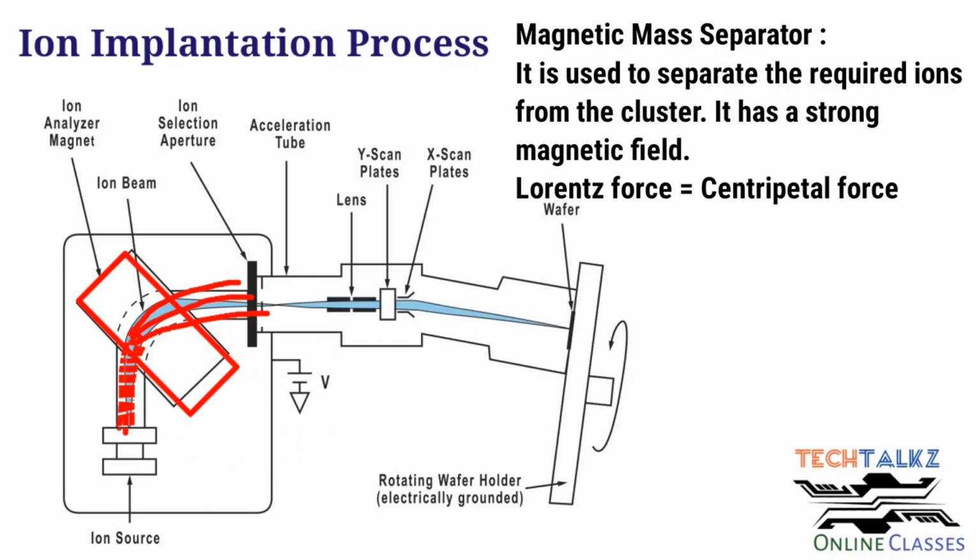So the radius of these particles will be proportional to the mass. Phosphorus and hydrogen ions will have different mass and they will have different radius. So we can easily catch these phosphorus ions. This ion selection aperture will pass only the desired ions, in our case, only the phosphorus ions.